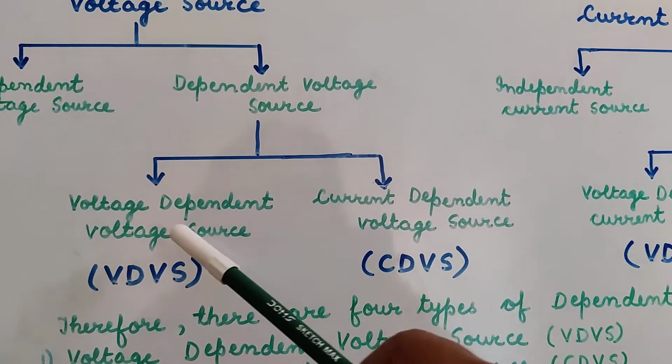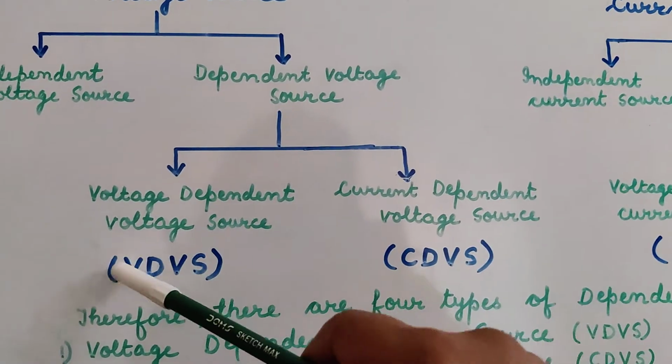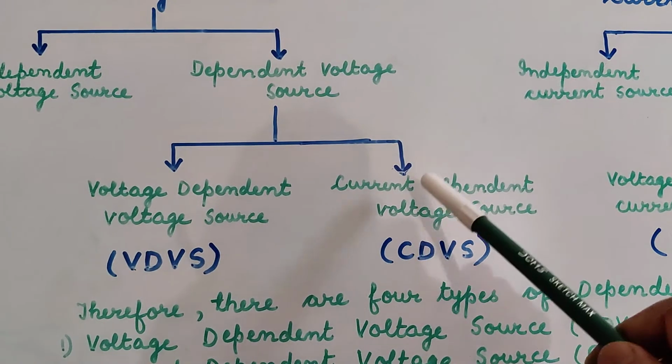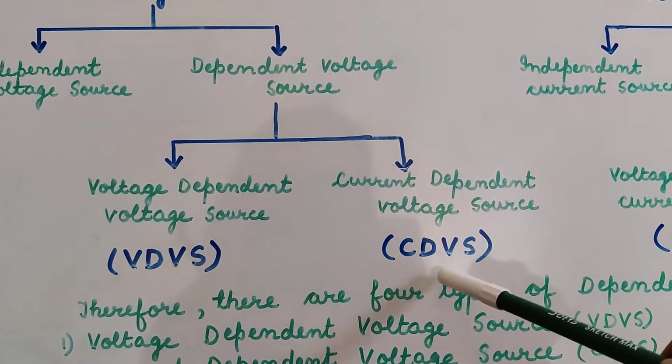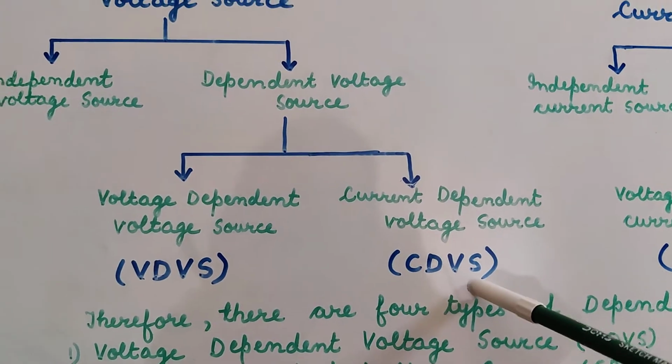In short, we can write a voltage dependent voltage source as VDVS, that is voltage dependent voltage source. Similarly, we can write a current dependent voltage source as CDVS, which represents current dependent voltage source.